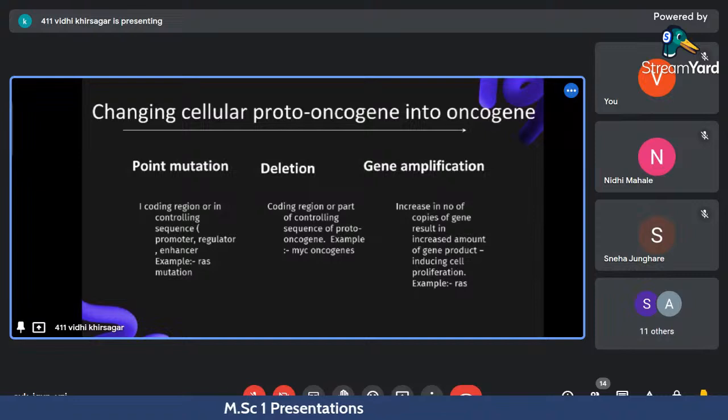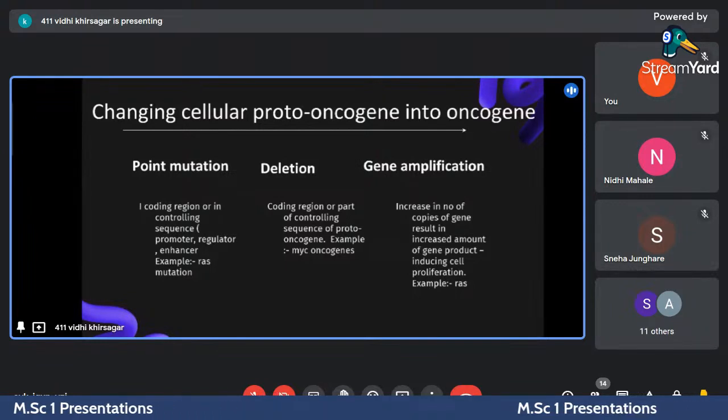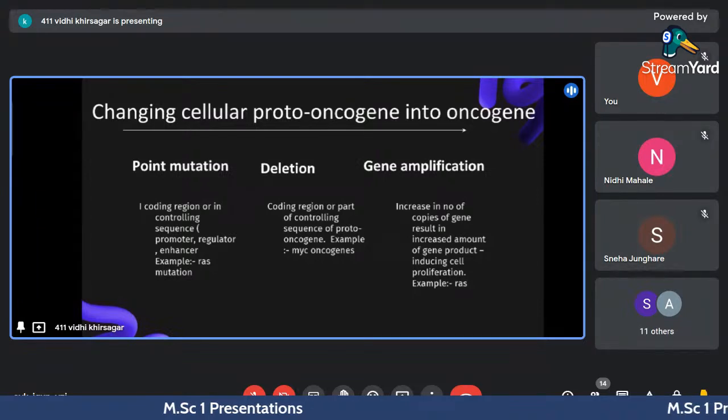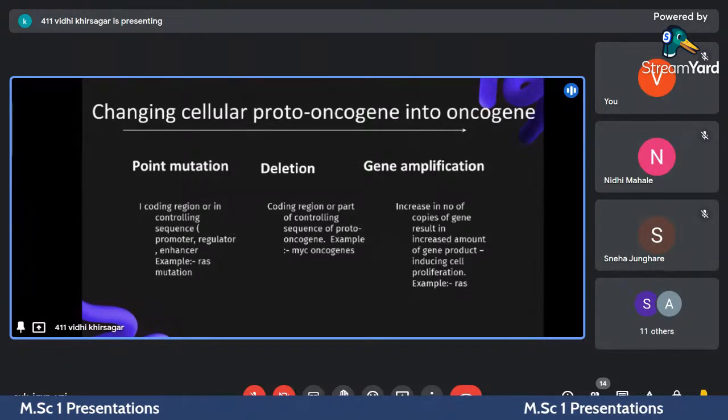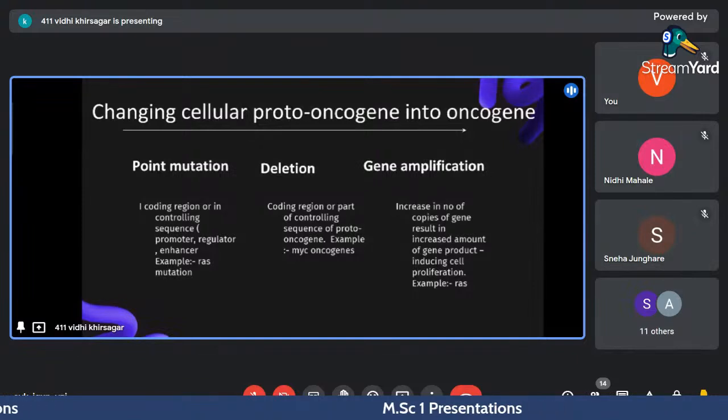Second, cellular change is a deletion, in the coding region or parts of the controlling sequence of the proto-oncogene. When the deletion occurs in the coding region or parts of the sequence which control the proto-oncogenes, the example of a deletion event is MYC. Third event is gene amplification. Gene amplification is the process in which there is an increased number of copies of genes, resulting in an increased amount of gene product. Example of it is RAS.